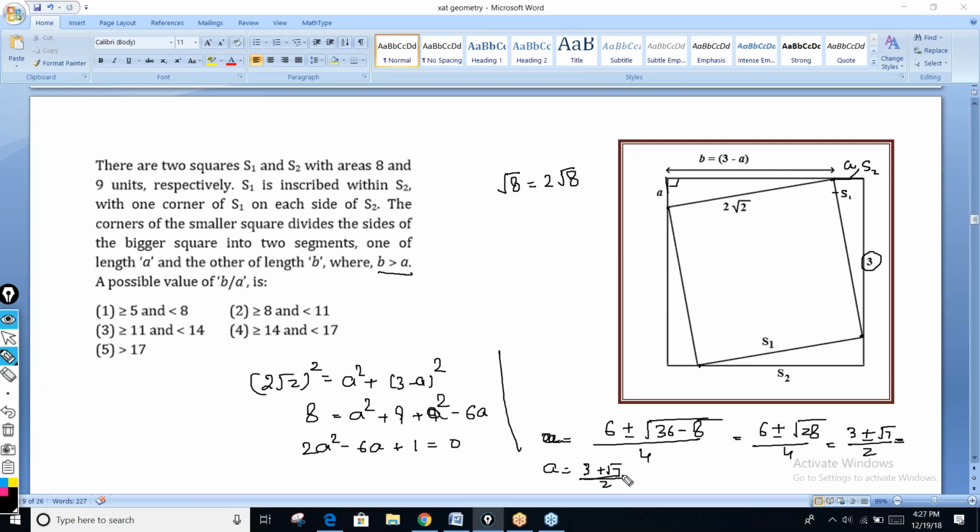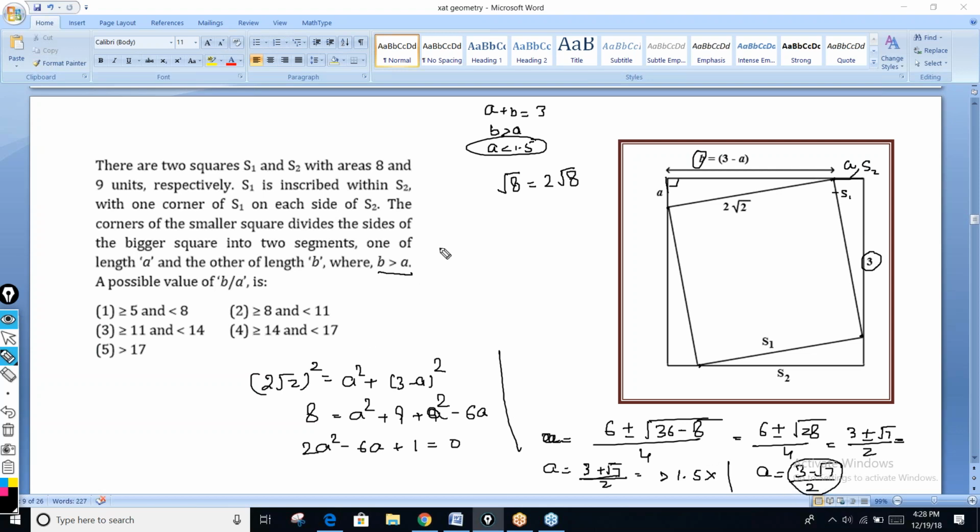If I take 3 plus root 7, that will be 2 point something and the value will be more than b, because a plus b together is 3 and b is greater than a, so obviously a has to be less than 1.5, less than the half. But if I take 3 plus root 7, a will be more than the half, so it is not possible. So the only possible value for a is 3 minus root 7 upon 2.